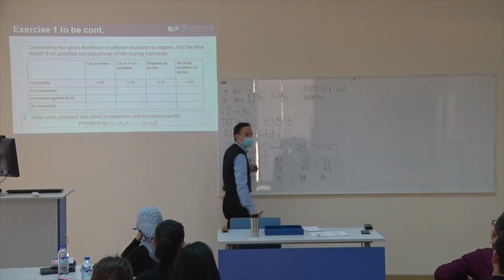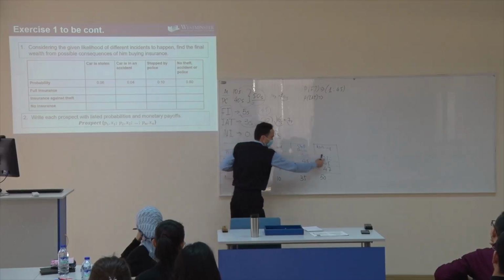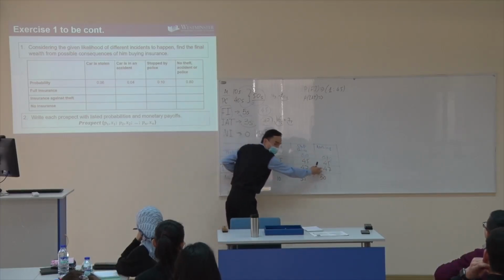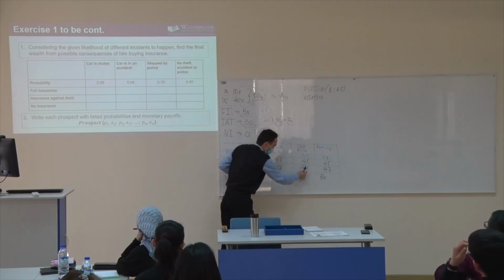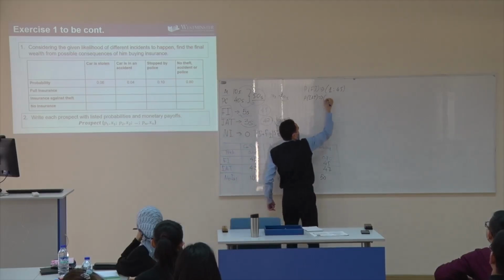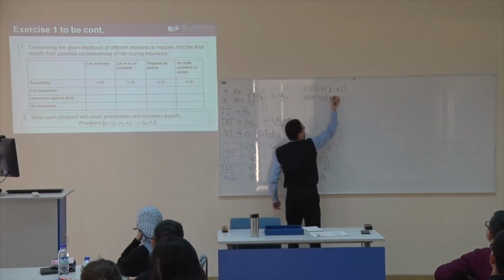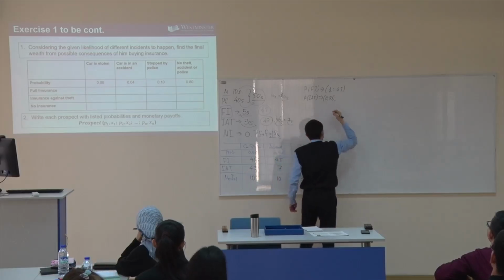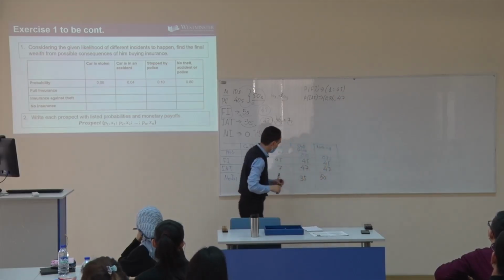So total, it's going to be 96, right? 47, so 47. In 3 cases, it's 47. Okay? So now there is a 96% probability that my monetary payoff is going to be 47 sums. Okay? This is the case.